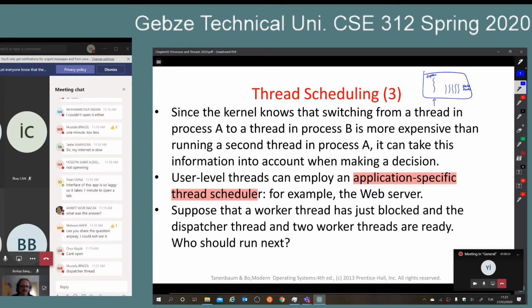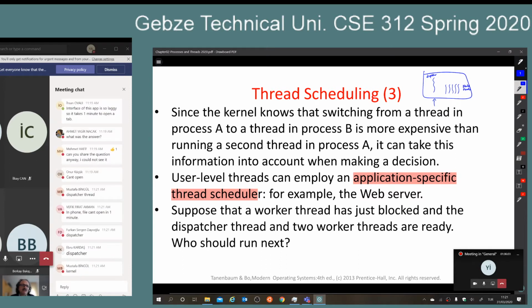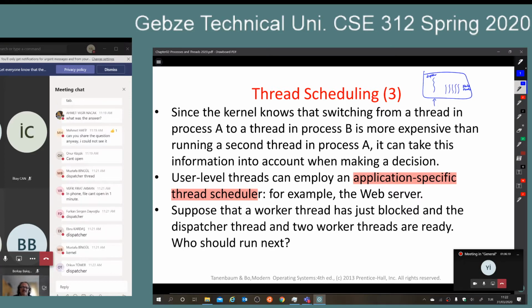Of course the answer is it should be the dispatcher thread. Why? Because it doesn't make any sense to run the worker, because the worker doesn't know what to do. It just hangs there, right? It waits for the dispatcher to assign some job. So why am I asking this? I am asking this because in this case only the scheduler inside the server knows who runs next. The kernel cannot know that.